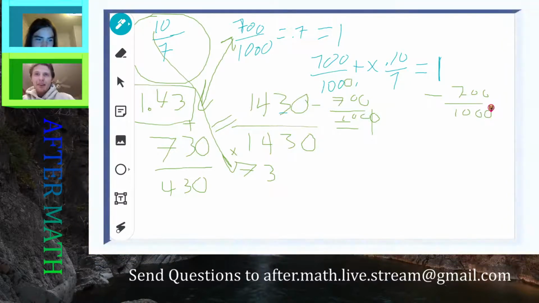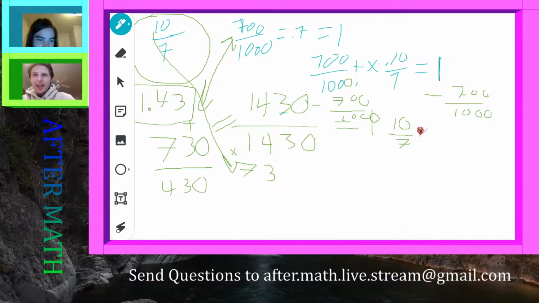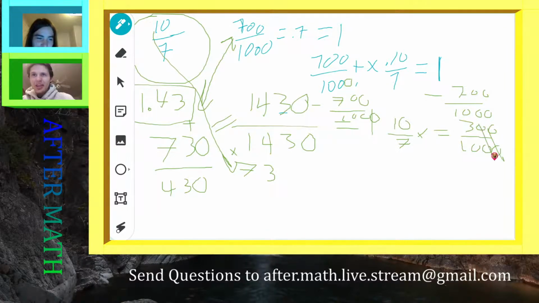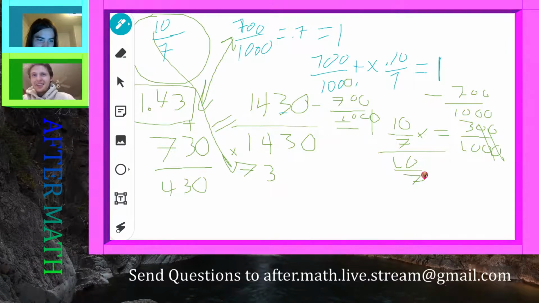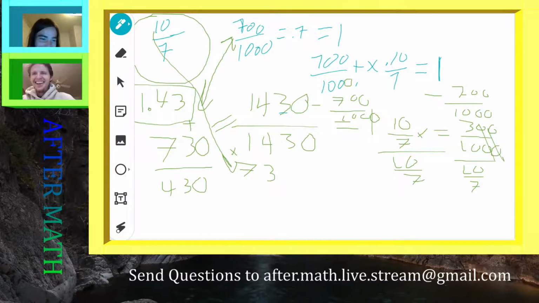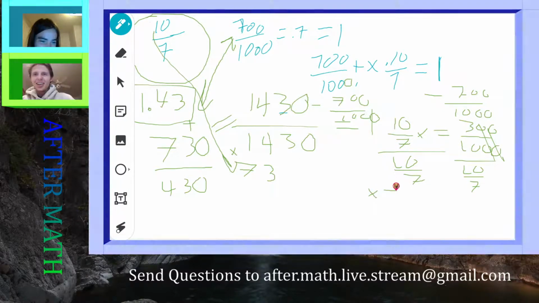Okay, and then I have 10 over 7x equals 300 over 1000, or I can just call it 3/10. Then I can divide by 10 over 7, divide by 10 over 7. You with me? Yeah, I'm with you. So then x equals, let's see here, that's 27 over 10, right?